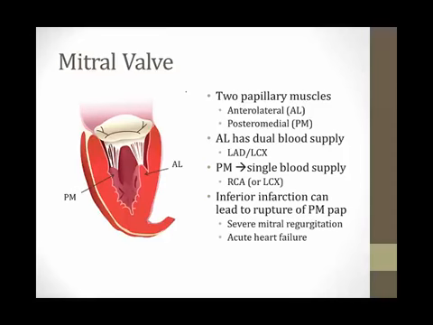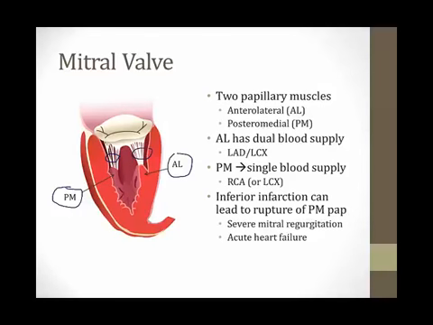Let's talk about the mitral valve. The mitral valve has two leaflets, an anterior leaflet and a posterior leaflet. And the leaflets are tethered to two papillary muscles by structures called chordae tendineae, which I'm circling in this picture. The two papillary muscles are the anterior lateral papillary muscle and the posterior medial papillary muscle. Some people just call them the anterior and the posterior papillary muscles.